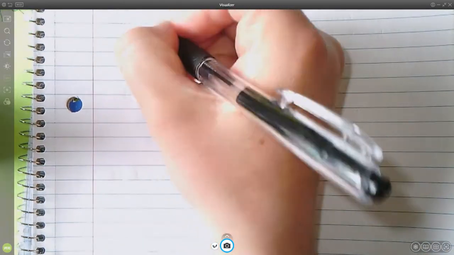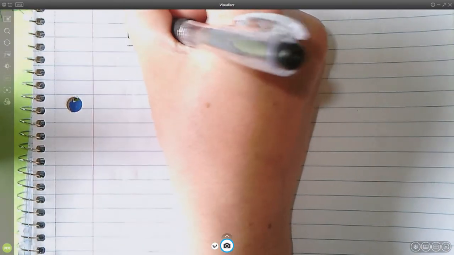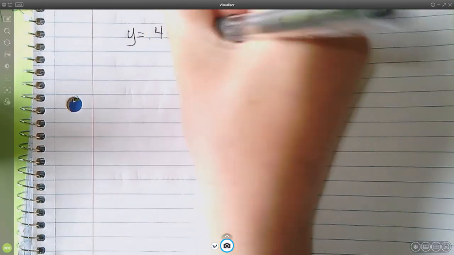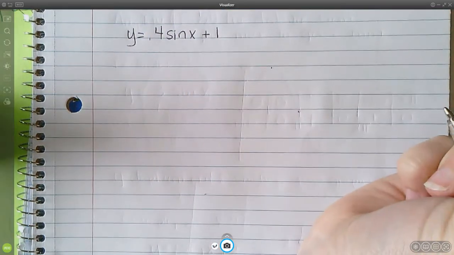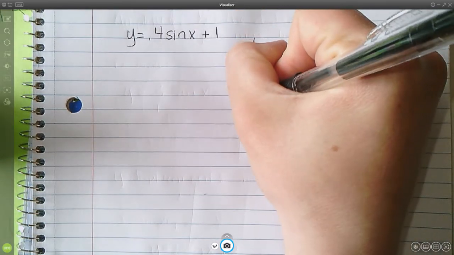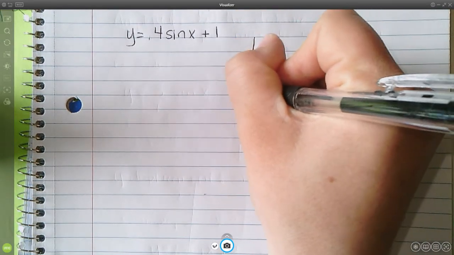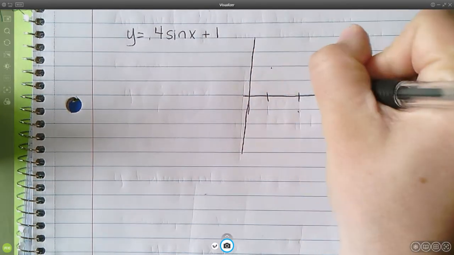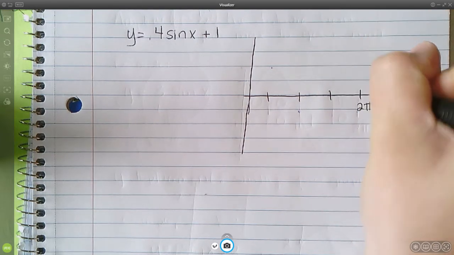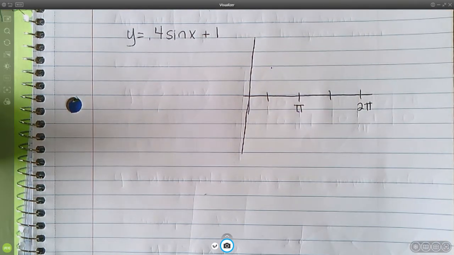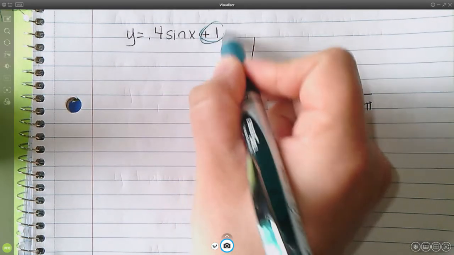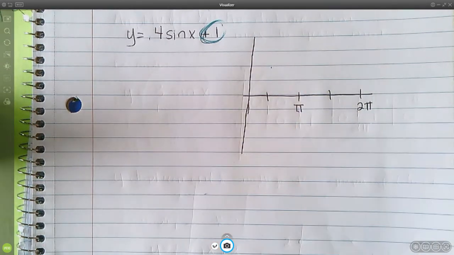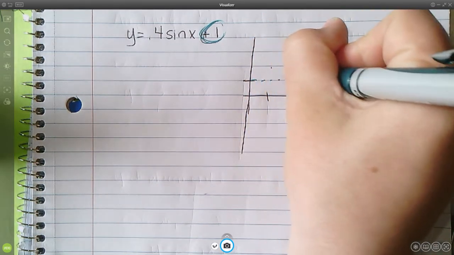Okay, let's do one more. Let's do y equals, I don't care, 4 sine of x plus 1. Okay, so you draw your graph. Make your 4 dashes. So this is 2 pi, this is pi. All right, so always start here. I'm going to make that my fake x-axis at 1, so I'm going to make that just a dotted line.